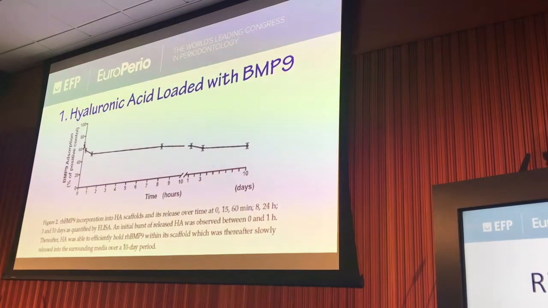If you load it with a carrier system that's cross-linked, like hyaluronic acid, the advantage here is that as we're looking at this BMP that's being degraded, it's still there 10 days later. Okay, so the hyaluronic acid is basically protecting it, and as the hyaluronic acid breaks down, what it's doing is it's actually releasing the BMP, so we get a long-term stimulation with our growth factors.